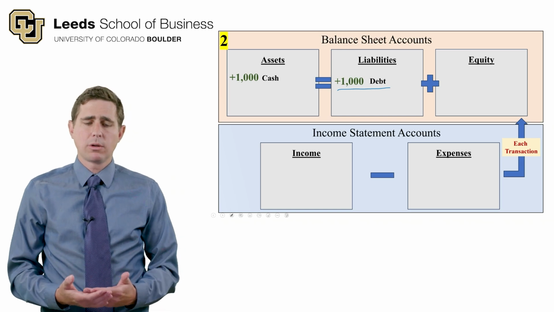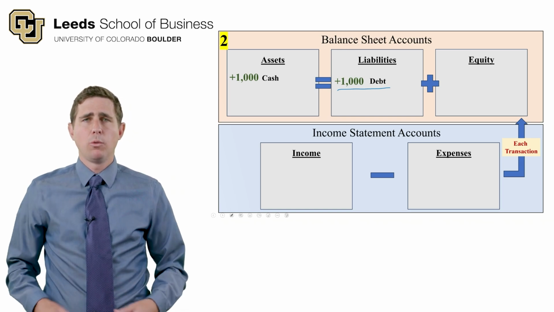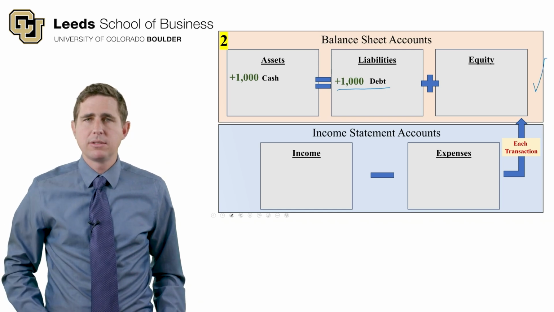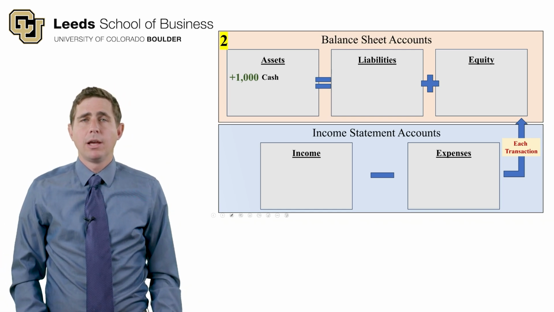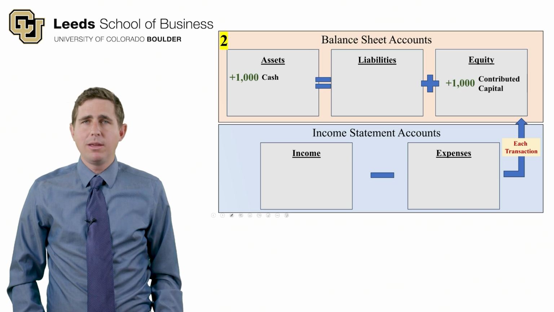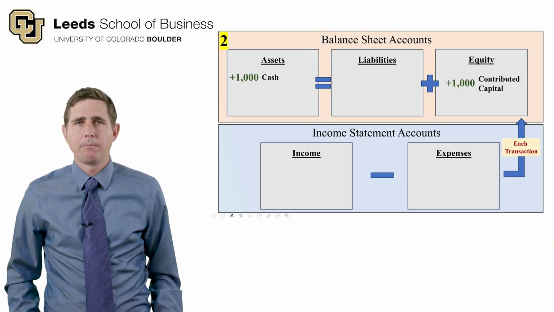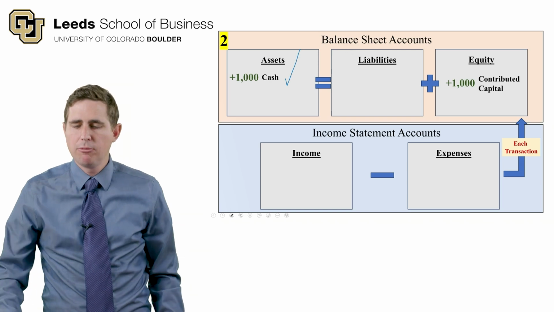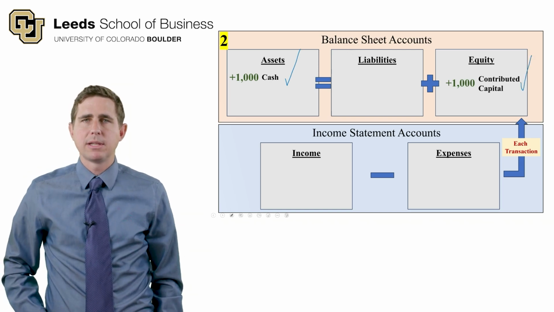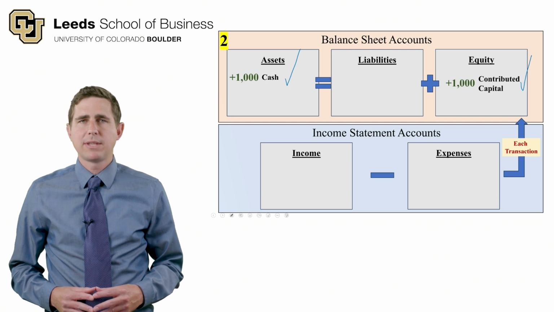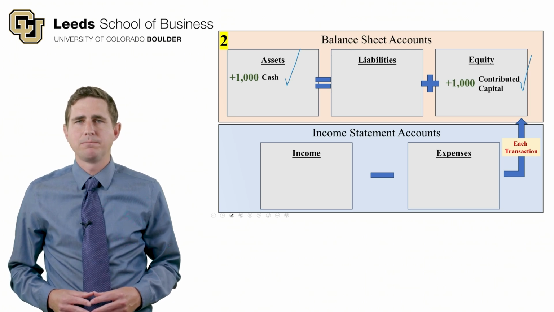But in this case, we're going to record a liability, which represents our obligation to pay back that $1,000. Balance sheet is in balance. Suppose alternatively, we got an equity investment. In that case, we would increase the contributed capital account. We received cash in return for ownership in our business. Does the balance sheet stay in balance? Yes, it does. We increased both sides of the equal sign by 1,000.